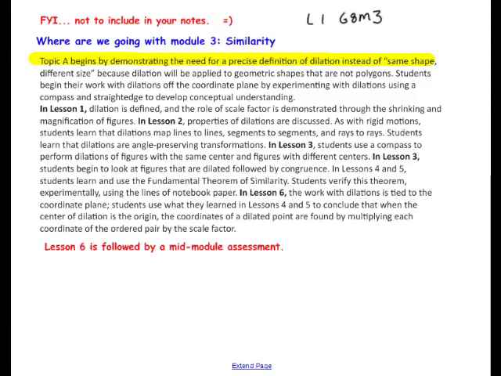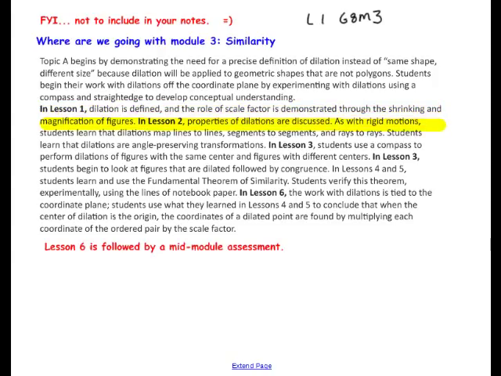Topic A begins by demonstrating the need for a precise definition of dilation instead of same shape, different size, because dilation will be applied to geometric shapes that are not polygons. Students begin their work with dilations off the coordinate plane by experimenting with dilations using a compass and straight edge to develop conceptual understanding. In Lesson 1, dilation is defined and the role of scale factor is demonstrated through the shrinking and magnification of figures.